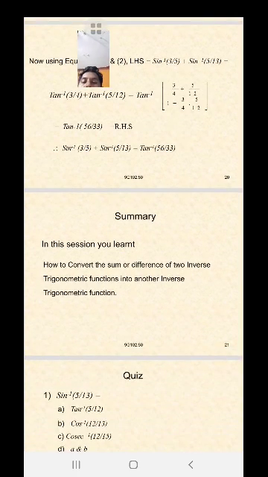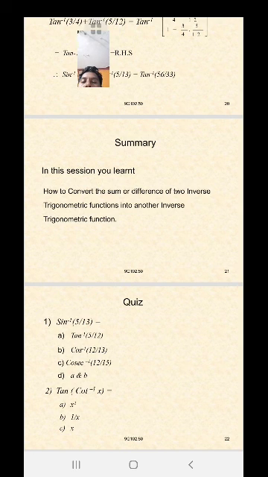Summary. In this session you learned how to convert the sum or difference of two inverse trigonometric functions into another inverse trigonometric function.